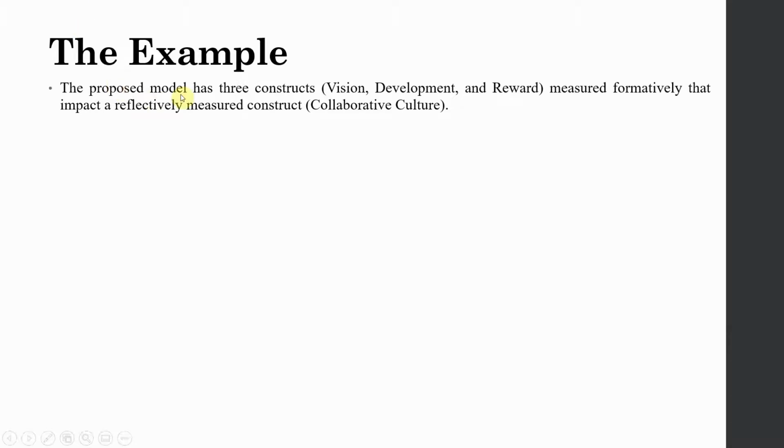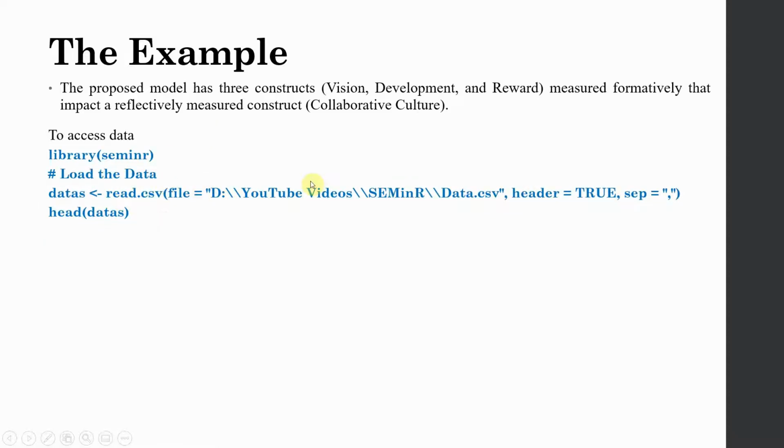Now, our example. The proposed model has three constructs as we did earlier: vision, development, and reward. Now, they are measured formatively and they impact a reflectively measured construct called collaborative culture. Now, to access data, how do we access data? We already know this. We have done this maybe tens of times now.